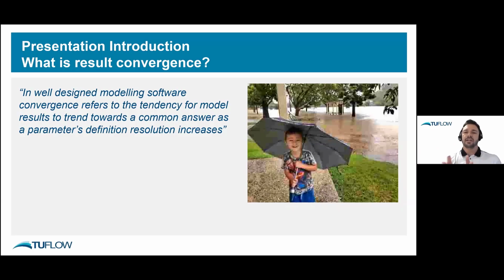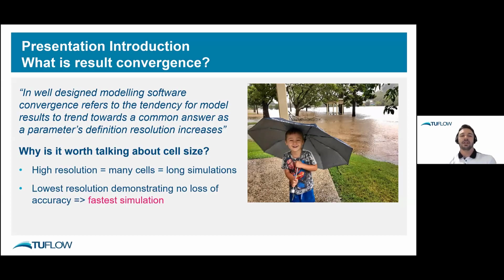And then you'll get to a point here. This is still actually quite a coarse resolution, but you'll get to a point where you can see the image and the results at this resolution are not dissimilar to that of the finest resolution. And it's when you reach that tipping point that we say that you have a converged result. That's my son there. He's experiencing his first flood. Very excited.